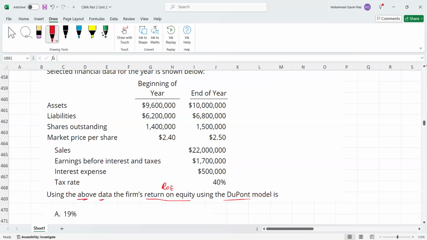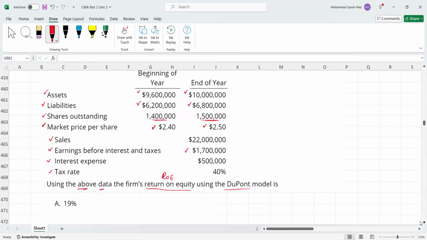We have here assets at the beginning of year and at the end of year. Liabilities at the beginning of year, at the end of year. Shares outstanding, these are the number of shares at the beginning of the year and at the end of the year. We have market price per share at the beginning of year, at the end of year. We have value of sales. We have earnings before interest and tax. We have interest expense. We have a tax rate. And now we have to find out return on equity by applying the DuPont model.